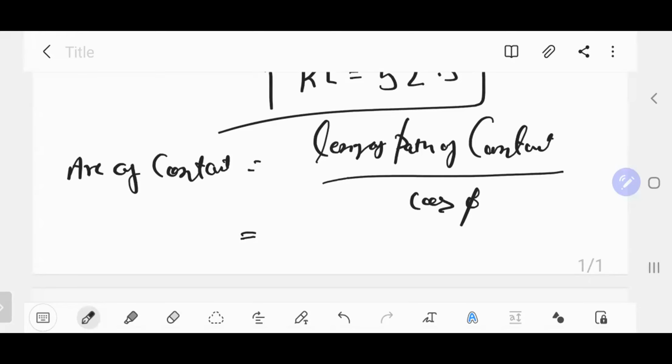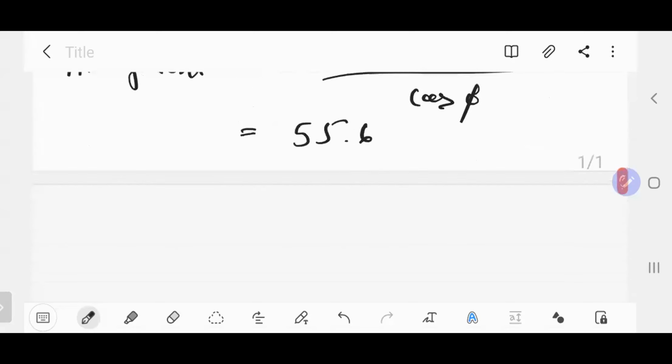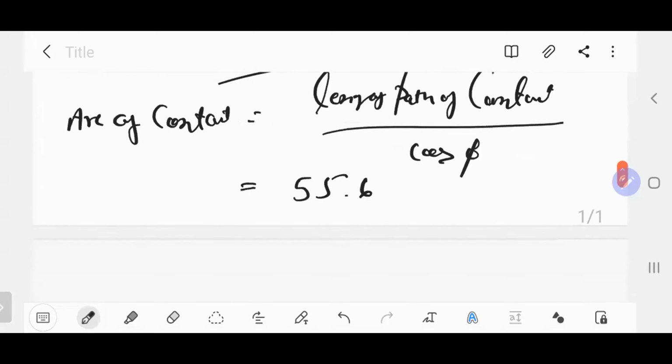No, it is not correct, Harsraj. So the answer is 55.6. Yes. 55.6, so that is the arc of contact.